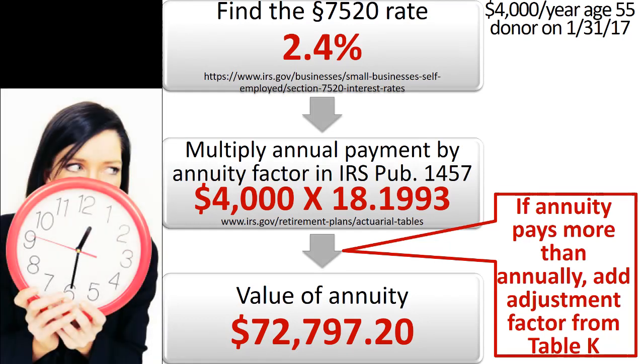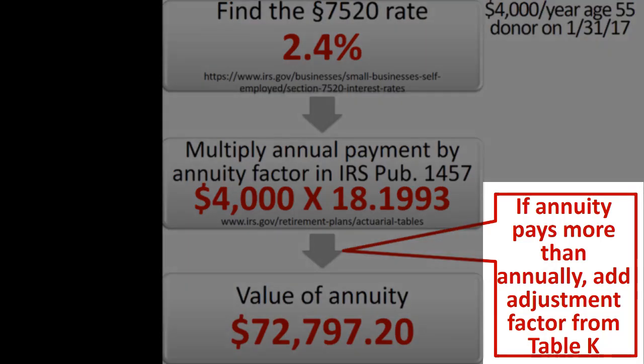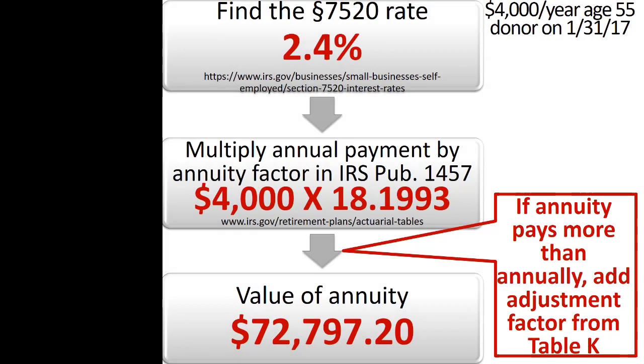But receiving the payments earlier in the year is more valuable than being required to wait until the end of the year. This increase in value due to the more frequent payments is calculated by multiplying the initial value by the frequency factor found in Table K. Table K is found at the same webpage with the other actuarial tables. The frequency factor for annual payments is simply 1.0, meaning that no valuation adjustments are made.